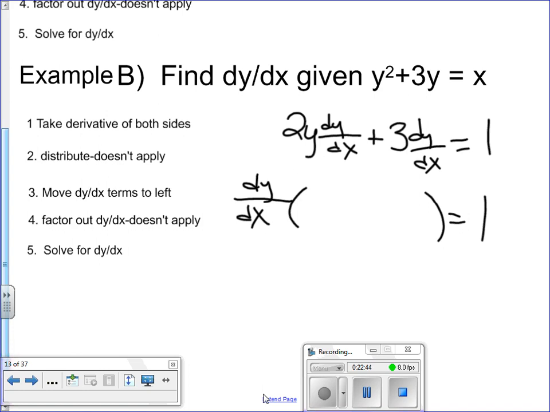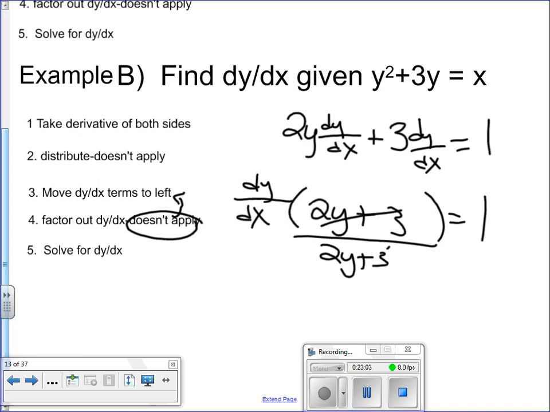What I wrote, "doesn't apply here," was supposed to be on step 3. So what's in the parentheses? 2y plus 3. And finally, we can solve for dy/dx by dividing. So we divide both sides by 2y plus 3. We have the derivative equals 1 over 2y plus 3.